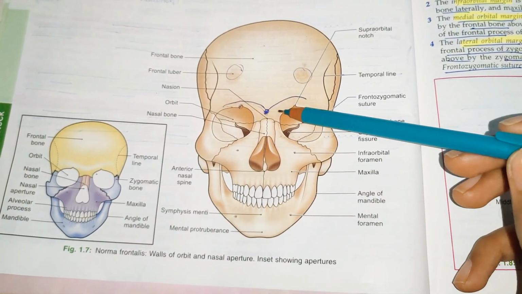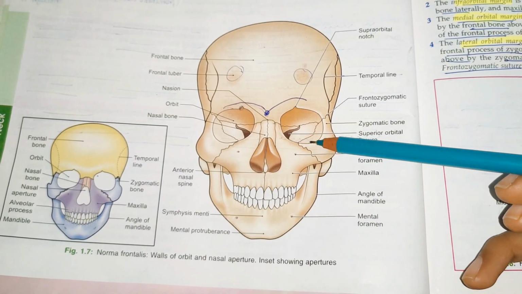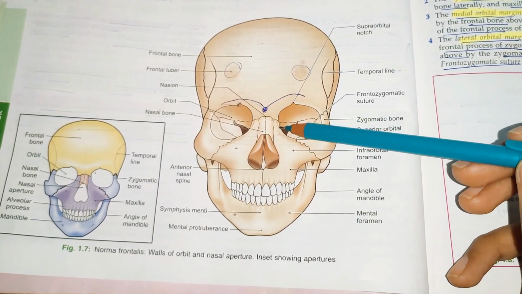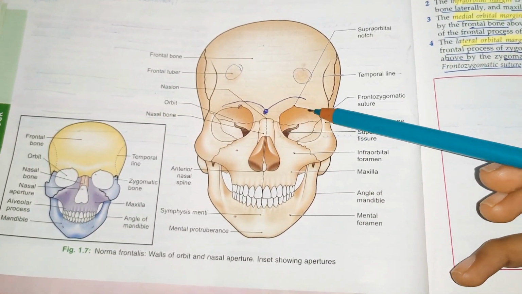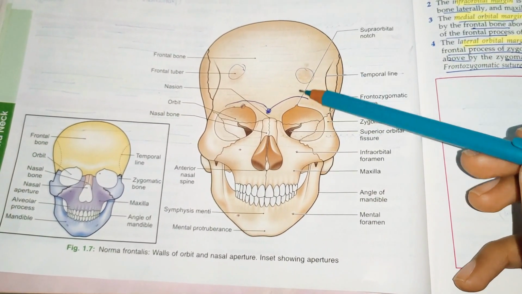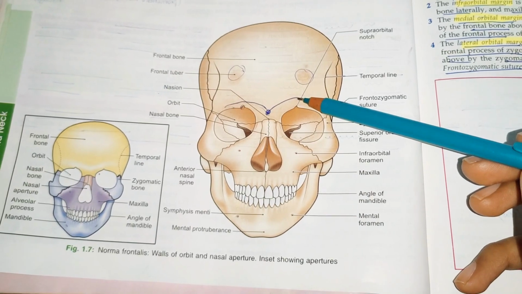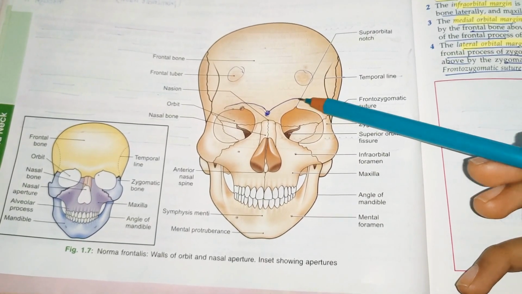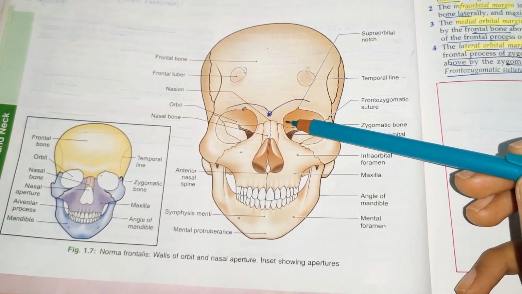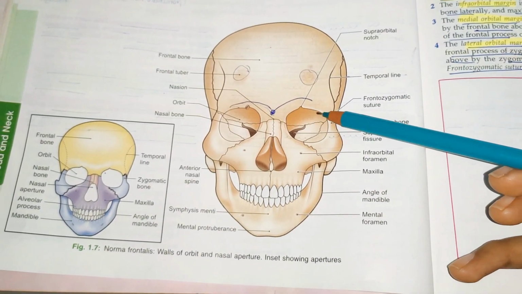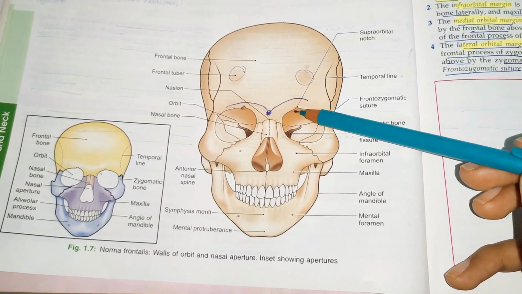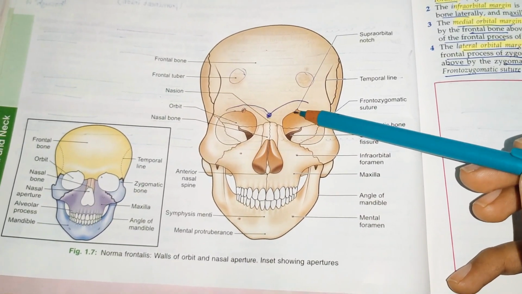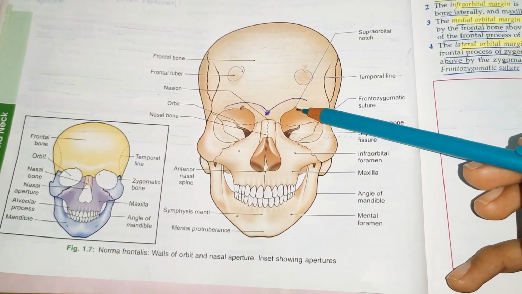One is the supraorbital margin, one is the infraorbital margin, one is the medial orbital margin, one is the lateral orbital margin. So let us see the supraorbital margin. It is formed by the frontal bone, and also at the junction of lateral 2/3 and medial 1/3, it is presenting a supraorbital notch or foramen. This is called the supraorbital notch or foramen, okay.